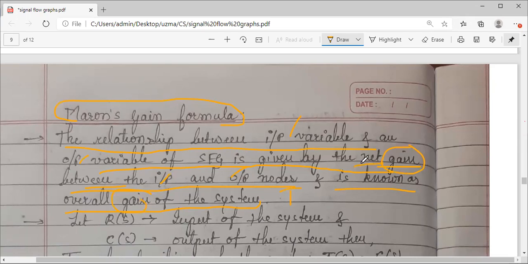Net gain. What do you mean by net gain? If two nodes are connected like this, say x1 and x2, and you have here, say, 2 and 4, the net gain between x1 and x2 is 2 times 4, which is 8. So in Mason's gain formula, when we follow the steps to determine the transfer function, instead of simple direct gain values, we will go for net gain calculation. With one example we will solve it, then you'll understand the meaning.